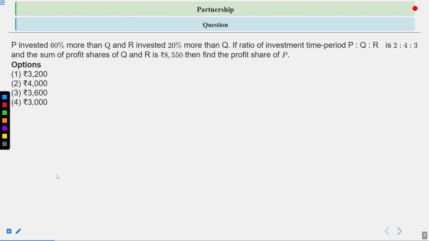So there are 4 options. First one is 3,200 rupees, second is 4,000 rupees, third one is 3,600 rupees, and fourth one is 3,000 rupees.